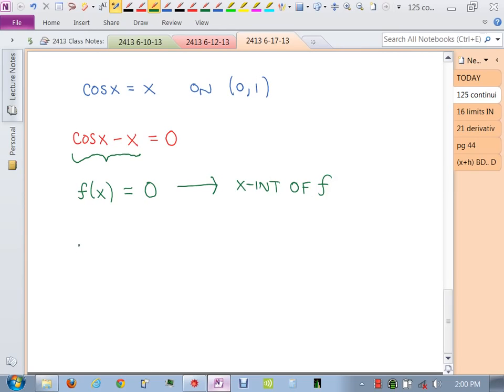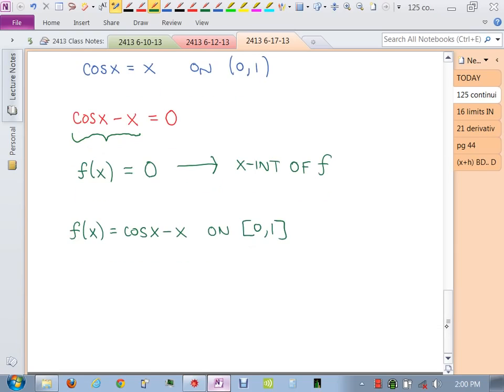So looking at the function f of x equals cosine x minus x on the interval 0, 1, let's see if we can figure out if it ever achieves 0. Tell me about this function. Is it continuous or not? Can you draw that function without picking up your pencil? Yes? Why?